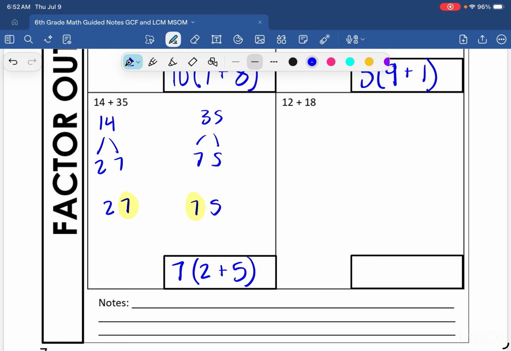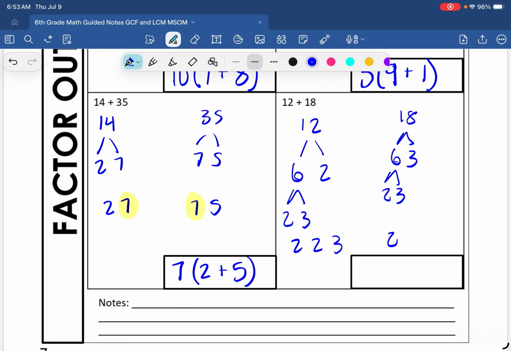12 plus 18, let's find the greatest common factor of those. So that gives me 2 and 6, which gives me 2 and 3. So the numbers are 2, 2, and 3. 18 would be 6 and 3. 6 is 2 and 3, so I have 2 and a 3 and a 3. So let's mark pairs. I have a pair of 2s and I have a pair of 3s. 2 times 3 is 6. 6 times what is 12? So 6 times 2 is 12, and then 6 times 3 is 18.